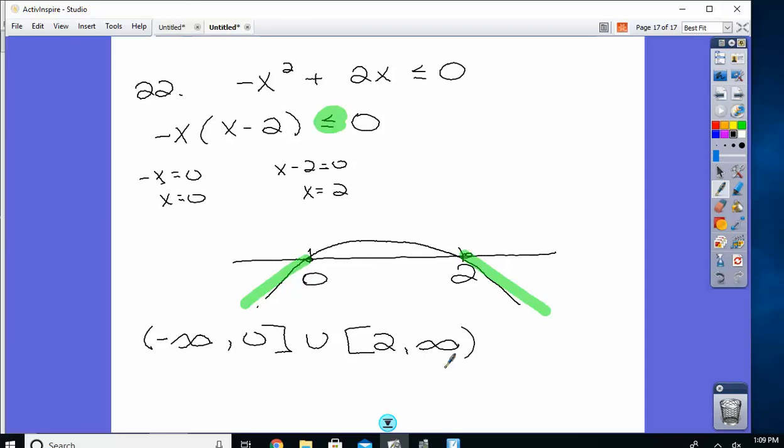Yes. Why wouldn't the sign flip when you factor out the negative? If you move the negative to the other side, it flips if you multiply or divide both sides by a negative. But because I didn't move it to the other side, I just factored it out, it doesn't change the sign. Okay.